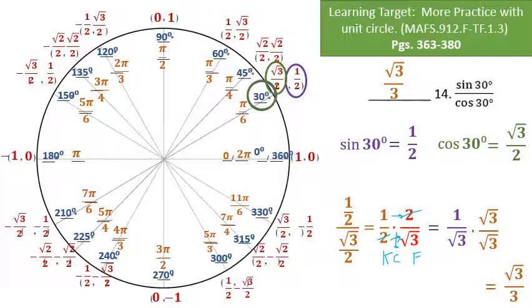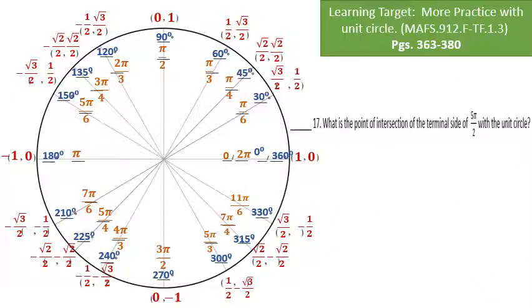If you could do that one, I think you could do any problem on this page, because that was a doozy. Okay, here we go. All right, number 17. I'm going to do a couple of these at the bottom because I think that you might be a little confused by it. So number 17 says, what is the point of intersection of the terminal side of 5 pi over 2 with the unit circle? Okay, so I'm going to do this one kind of freehand.